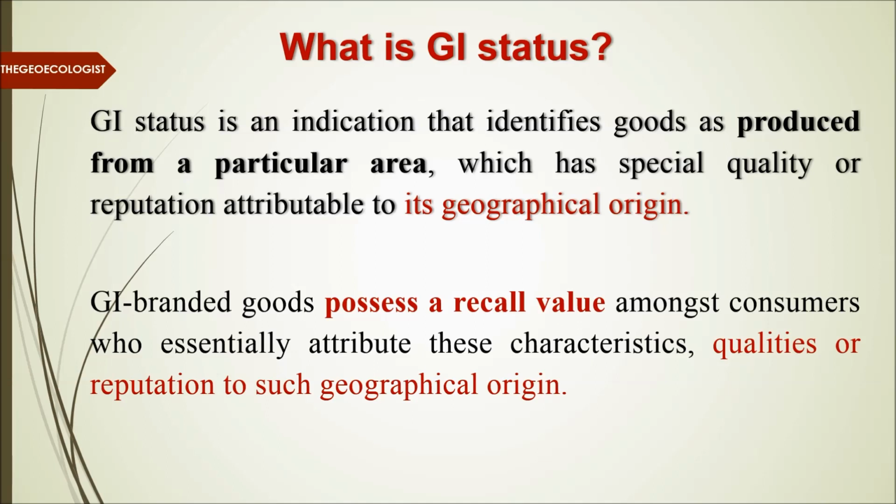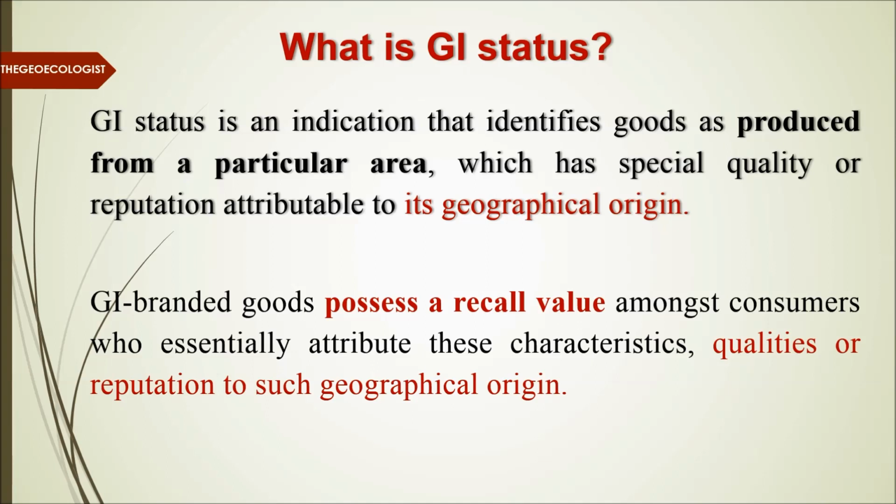For example, Pashmina is from Kashmir, right? From Changthang Plateau, from Ladakh region. So people have this recall value of particular products when they use those products. So GI branded goods must have this unique quality of what? Recall value amongst their consumers. So they must have unique characteristics, qualities, or such reputation of being from a particular location or particular origin. That is the status, that is the indication of a particular GI tag.